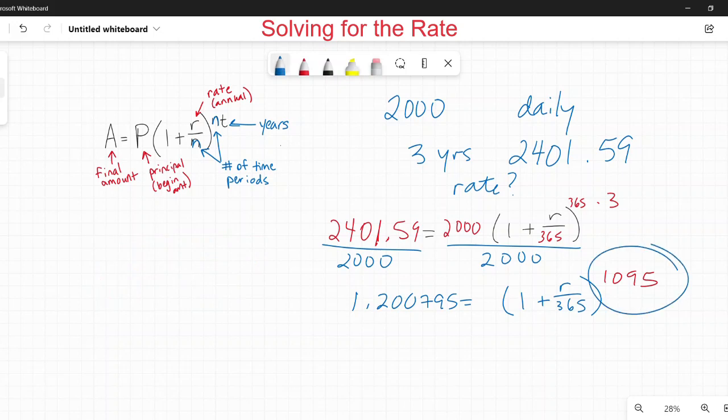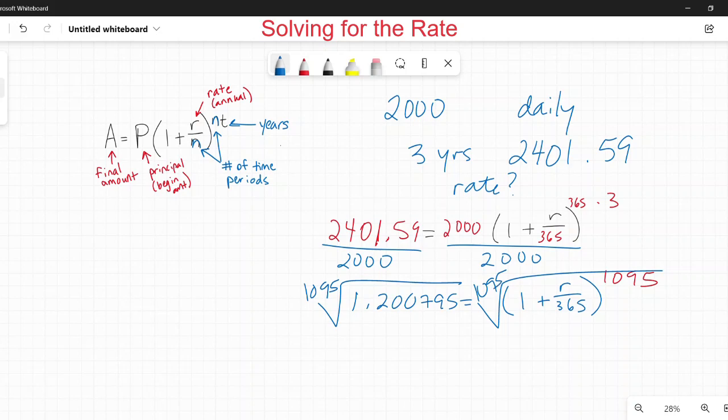Here it's to the power of 1,095. So we are going to take the 1,095th root of both sides. I know that seems ridiculous, but that's what we have to do.